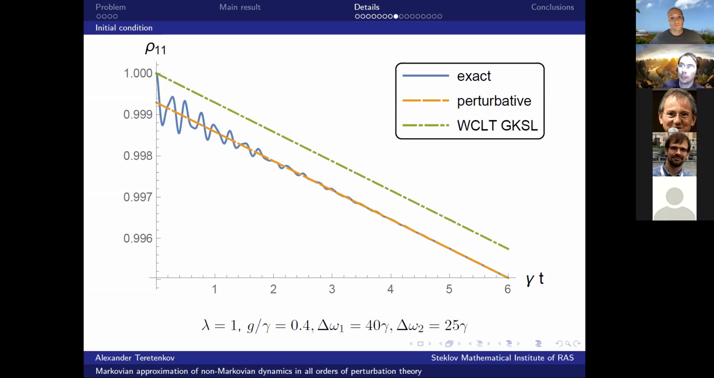Well, the situation is the following. We just have to look at the moments of both correlation functions. If all moments of both correlation functions are finite, then we obtain the GKSL type equation in all orders of perturbation theory. Okay, thank you. The first infinite moment of these two functions breaks the picture.